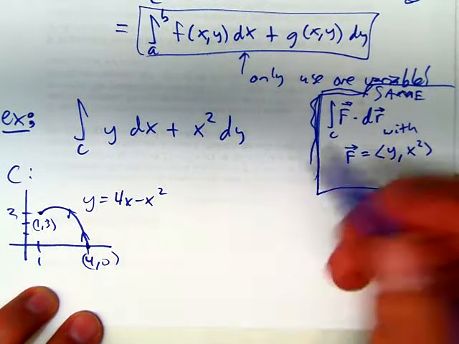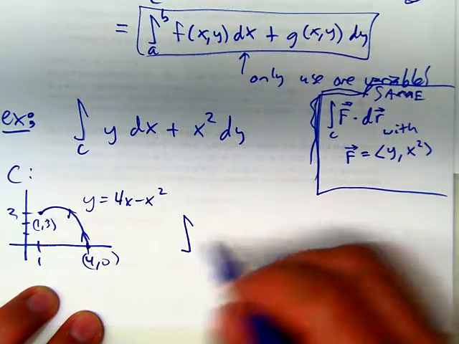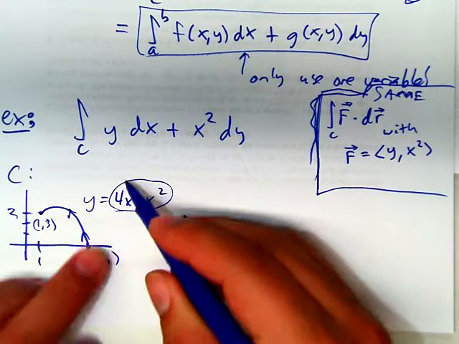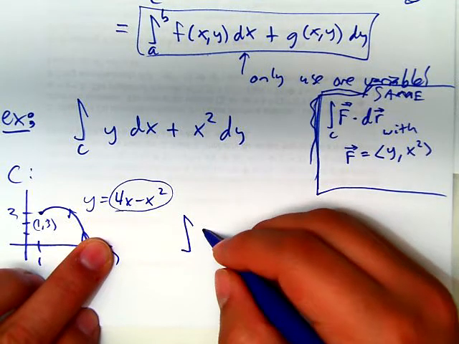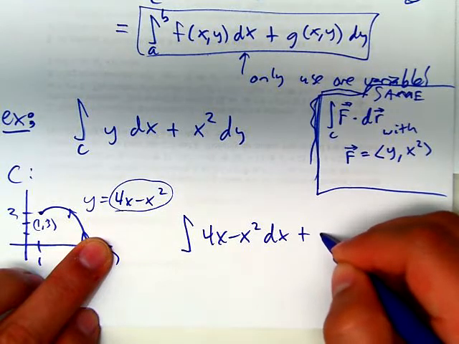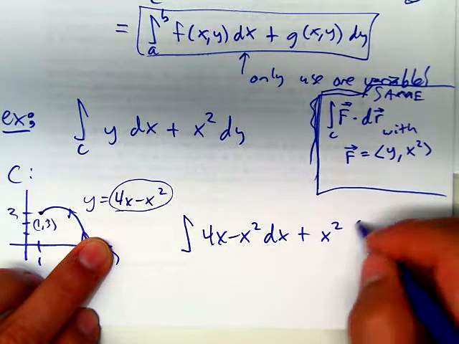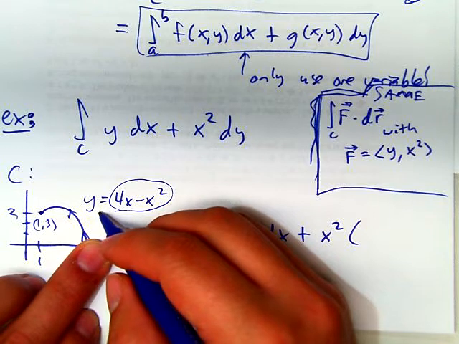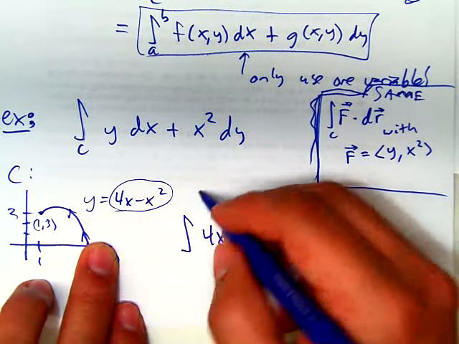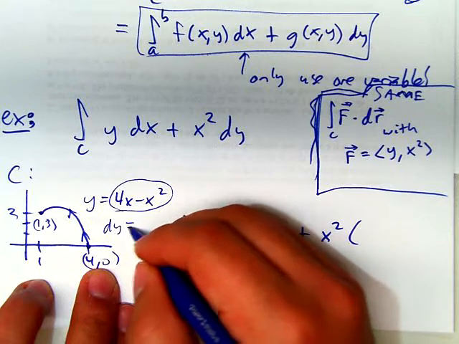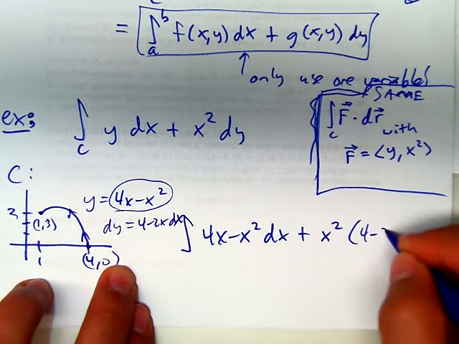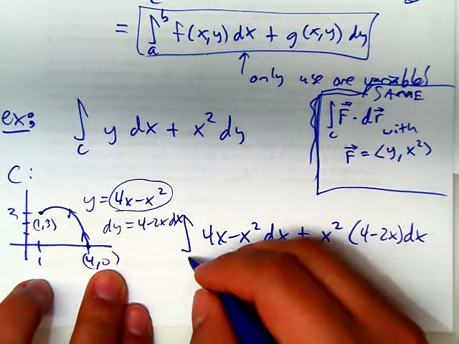Okay, so here's what I would do. I'm going to stick with x's. Since I know what y is, I'm going to just plug in 4x minus x squared, keep dx. Now I do plus x squared dy. Well, I just figure out what dy is. So dy would be 4 minus 2x dx. So I'm just going to put 4 minus 2x dx in there.